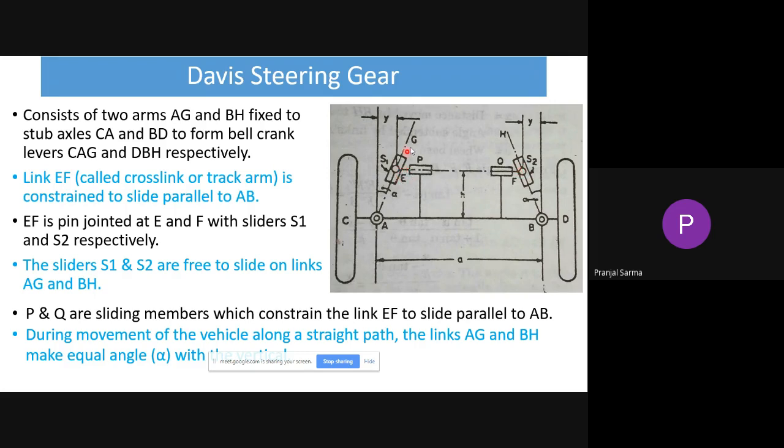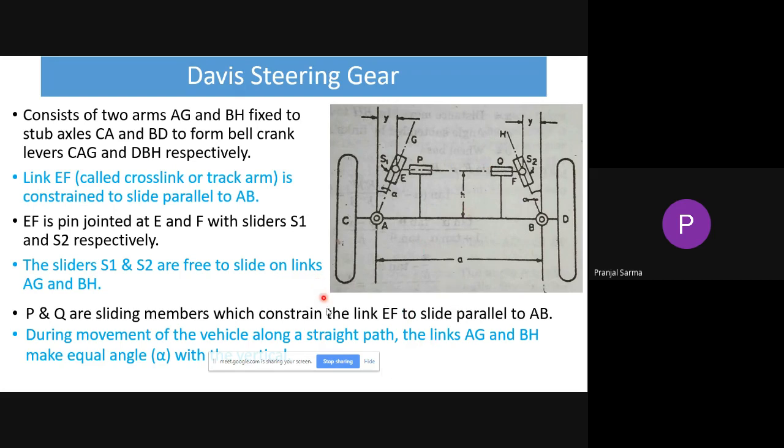And this slider S1 can slide in the link AG, and this particular slider can slide in this link, BH. This P and this Q are nothing but the sliding members which constrain the link. That means they are kind of the guide, you can consider it like that.